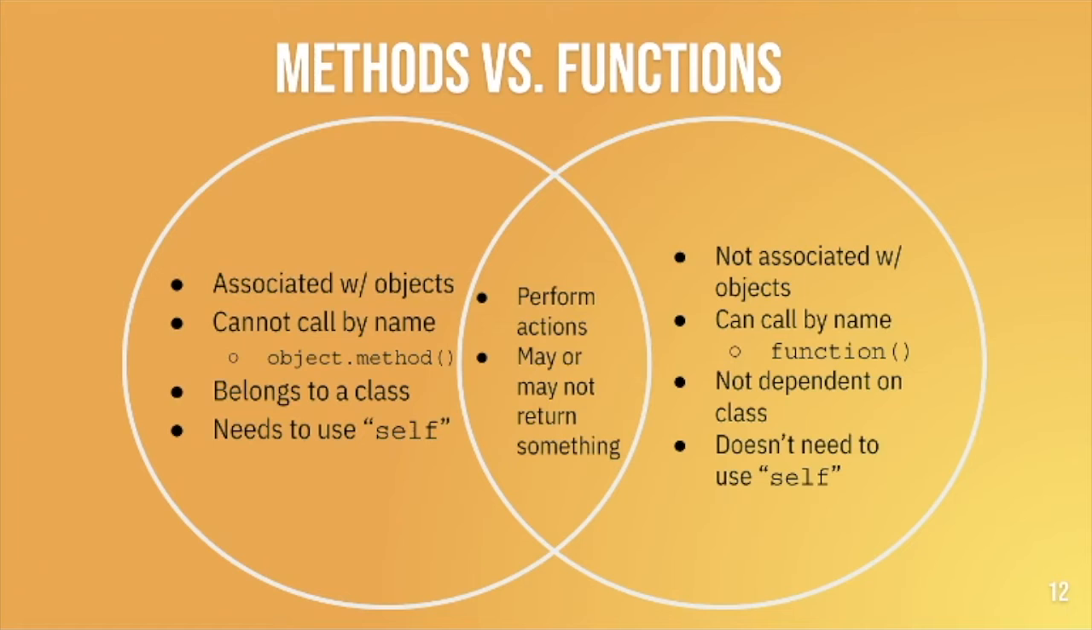Now moving on to functions. Functions are not associated with objects and you can call them by name. By this I mean that you can just say the name of the function and start and end parentheses without having to put object dot or things like that. So it is not dependent on a class and it's independent. You also don't need to use self, but there are a couple of similarities between these two. They both perform actions, they both do things, and they both may or may not return something.